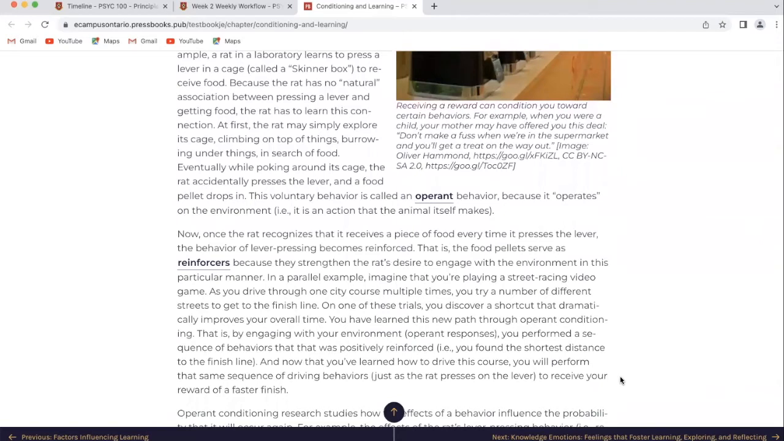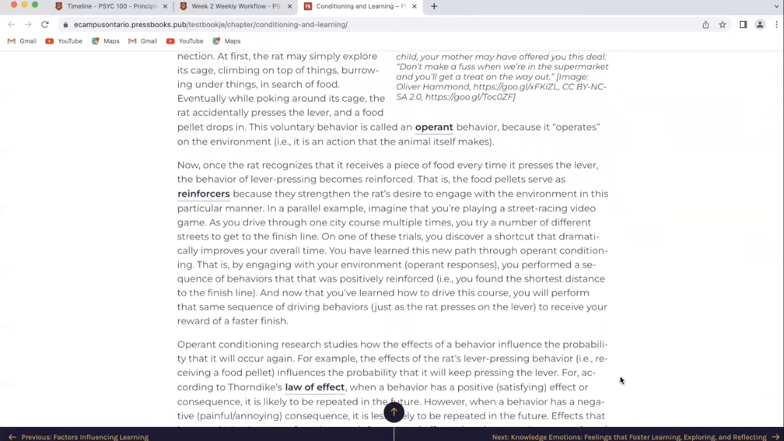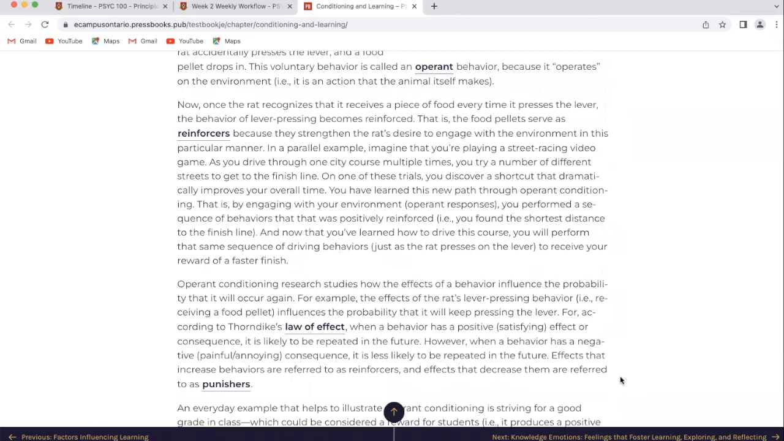This voluntary behavior is called an operant behavior because it operates on the environment, i.e., it is an action that the animal itself makes. Now, once the rat recognizes that it receives a piece of food every time it presses the lever, the behavior of lever pressing becomes reinforced. That is, the food pellets serve as reinforcers because they strengthen the rat's desire to engage with the environment in this particular manner.